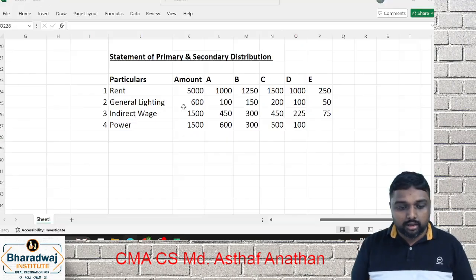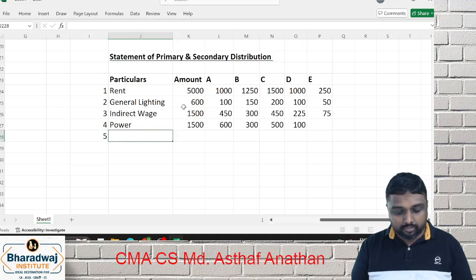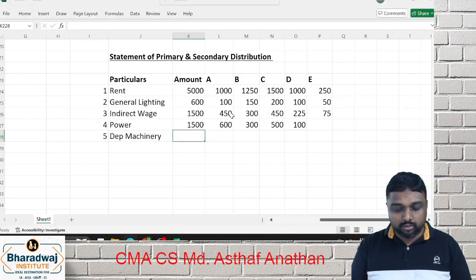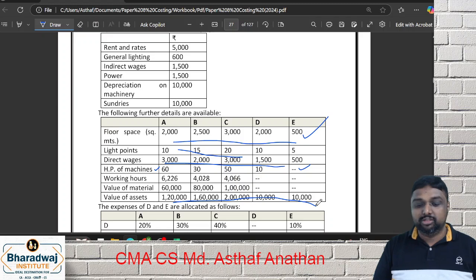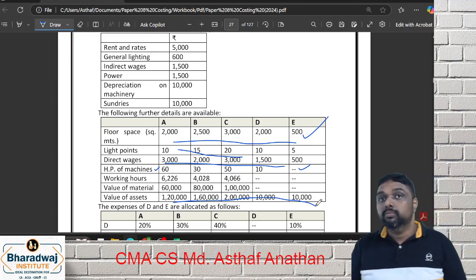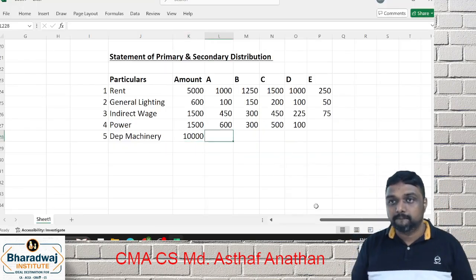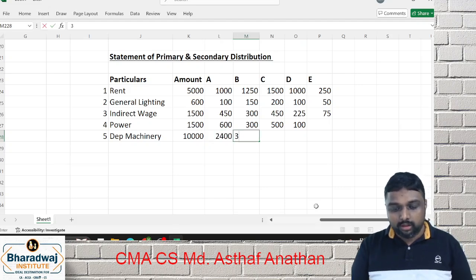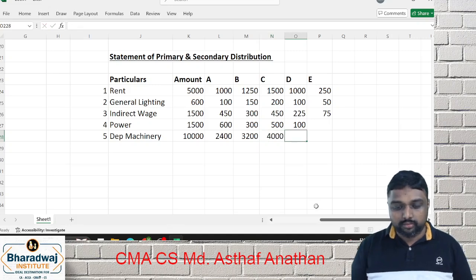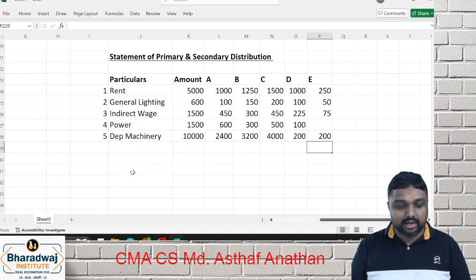Next is what? Depreciation of machinery. What is the depreciation of machinery amount? 10,000. Value of machinery, here it is assets. Here you can get it: 12 is to 16 is to 20 is to 10. What is the answer? 2,400, 3,200, 4,200.